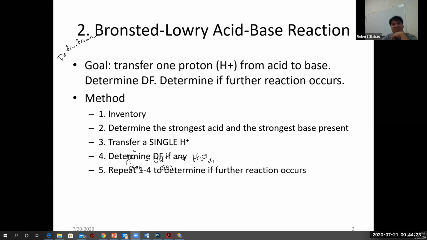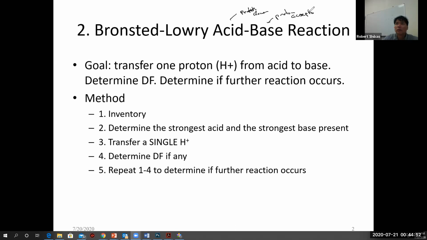So let's look at the Bronsted-Lowry acid-base method. Bronsted acids are proton donors. Bronsted bases are proton acceptors, proton being H+. And so this is a proton donor. This is a proton acceptor. The goal is to transfer one proton from the acid to the base and then determine the driving force. Also determine if further reaction occurs.